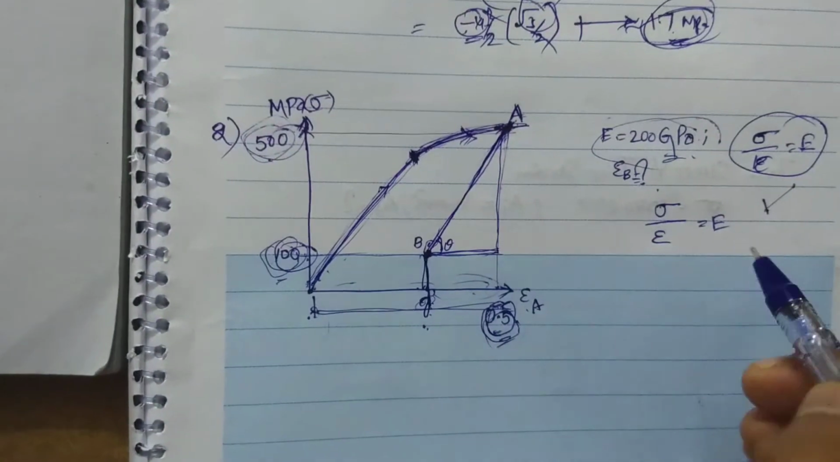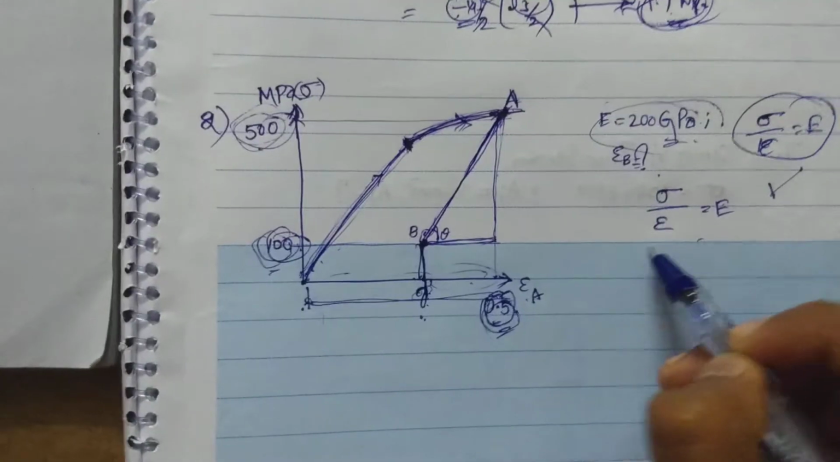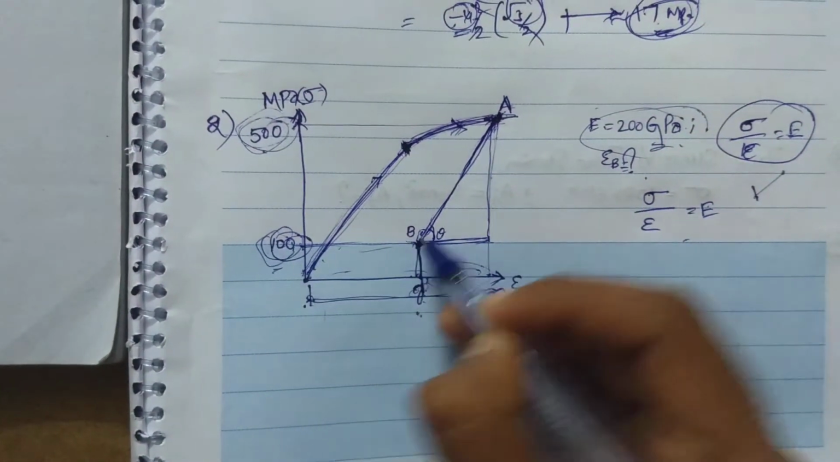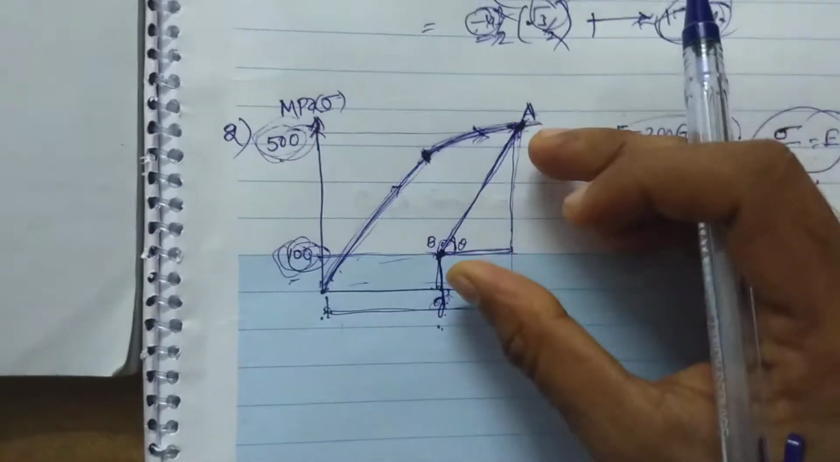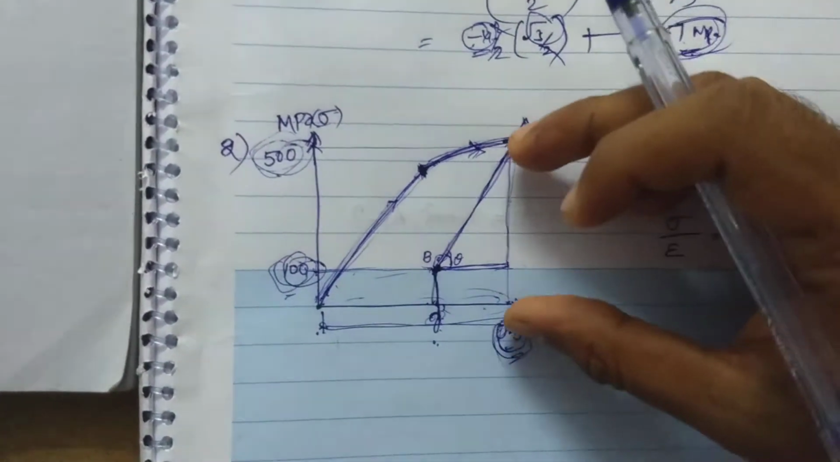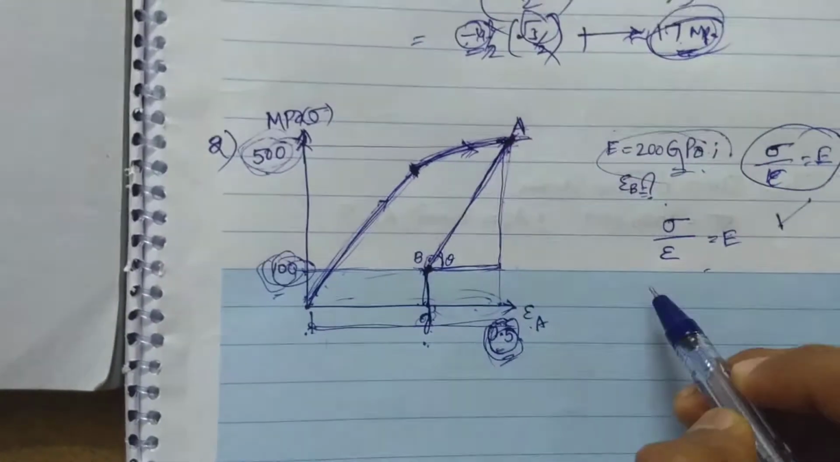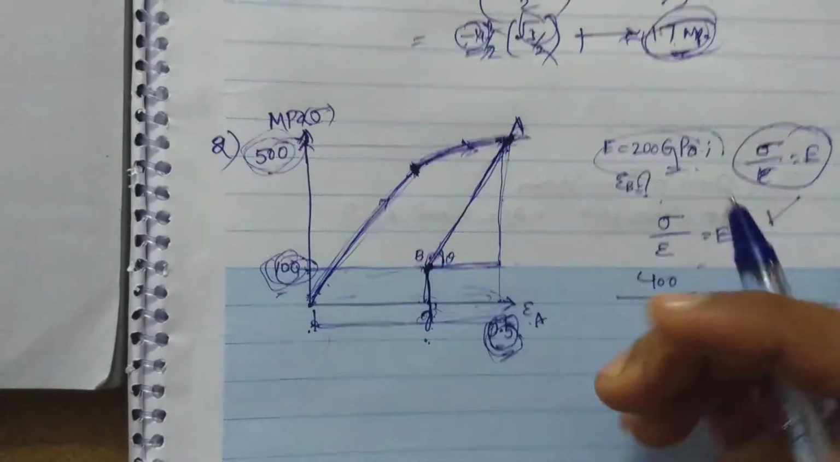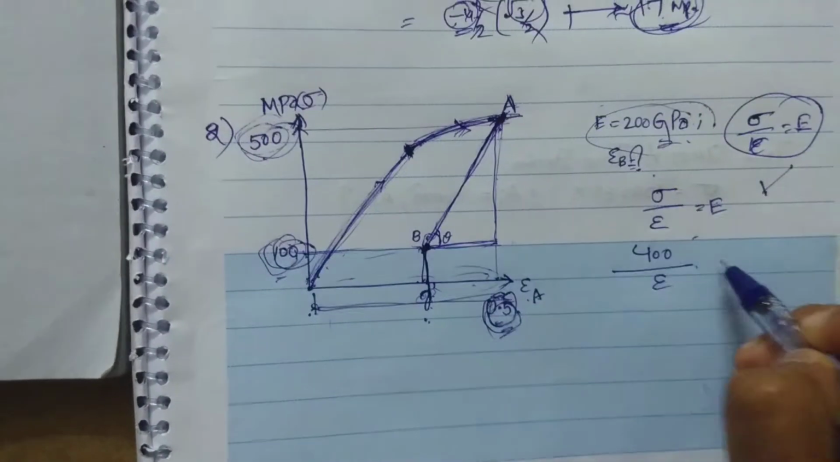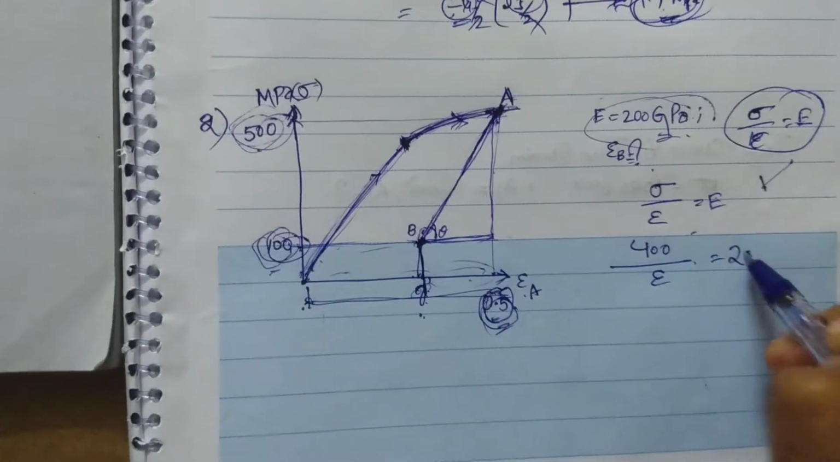So Young's modulus is, stress at B is 100, stress at A is 500. So the stress corresponding to this height is given by 500 minus 100, so 400. So stress is 400. Strain value, this is strain, this side that we don't know, and Young's modulus is 200 gigapascals.